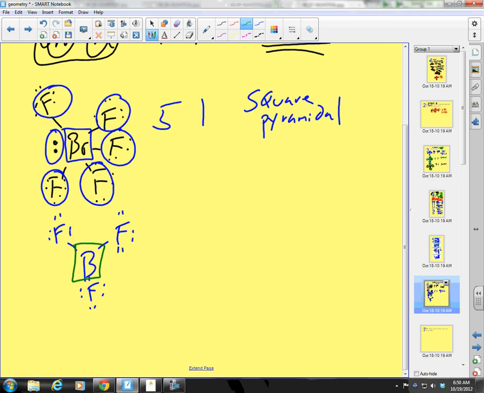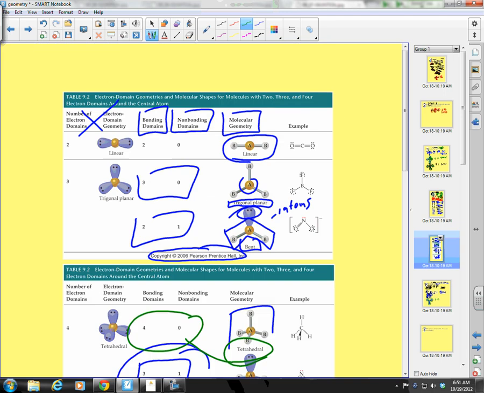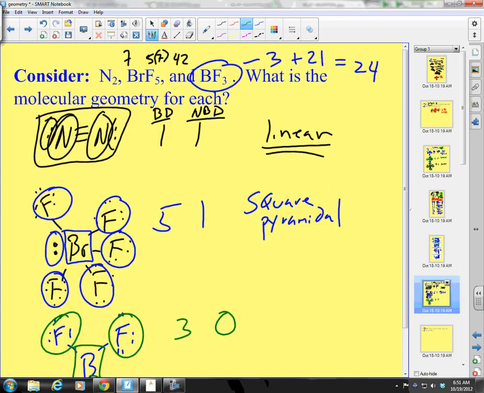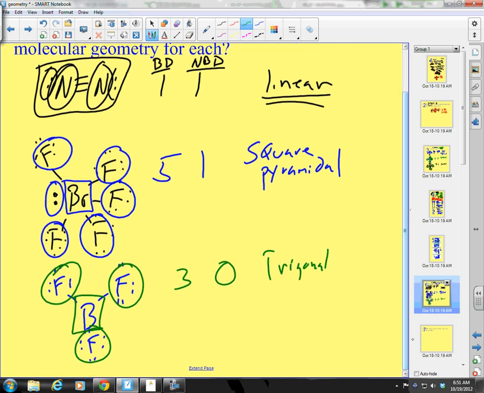Let's focus on our central atom. How many atoms are directly bonded? 1, 2, 3. Any unshared pairs? No. This is a 3, 0. And when you look at our chart, a 3, 0 is trigonal planar.